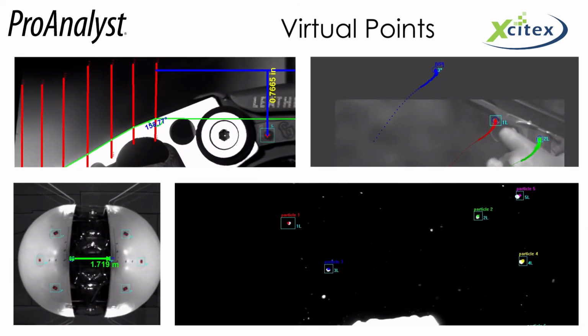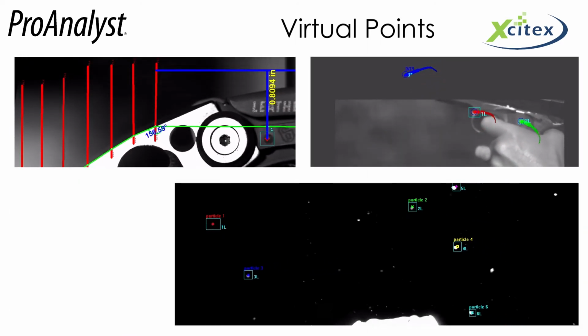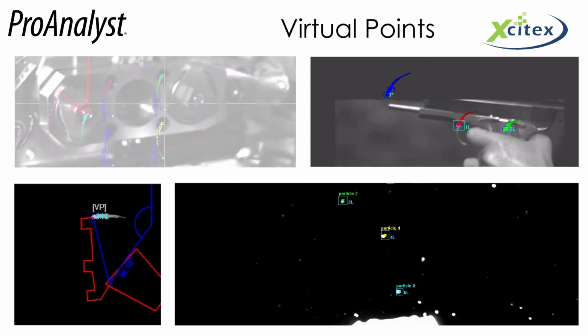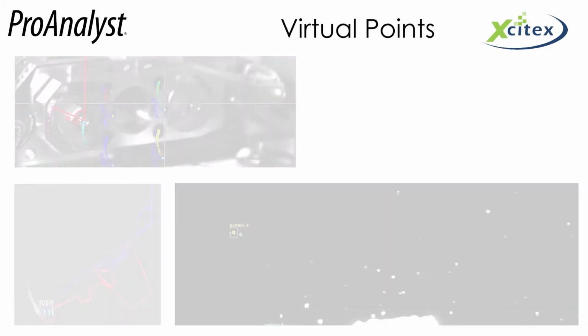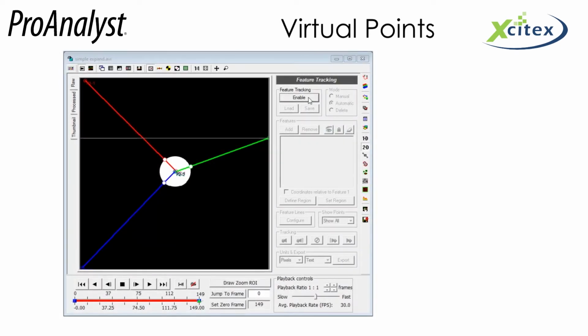Virtual points are a component within the 2D feature tracking toolkit. Virtual points are points which do not exist on their own. Rather, they are defined relative to other features or tracked values.